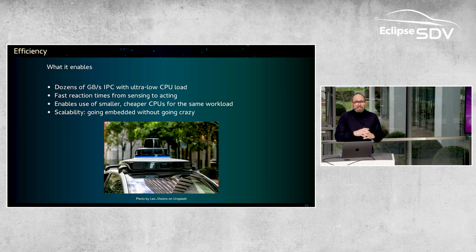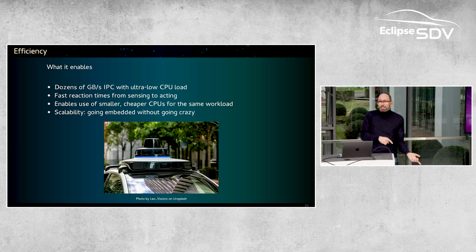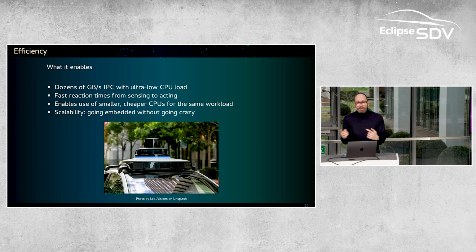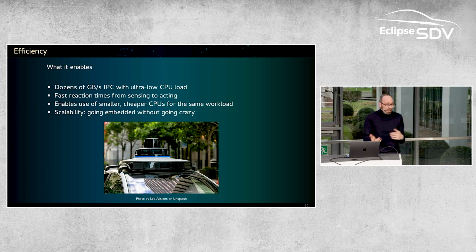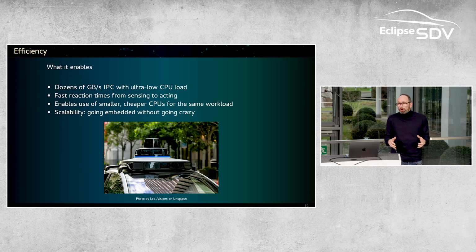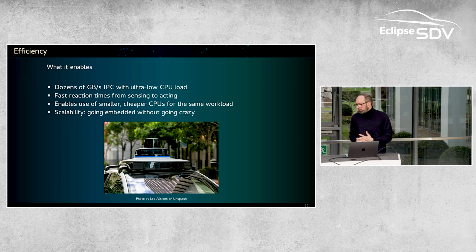This then enables dozens of gigabytes per second with ultra-low CPU load. And also, the lower latency enables faster reaction times from sensing to acting. And you save a lot of workload, so you can have smaller, cheaper CPUs for the same workload. Or what's also crucial, you can go embedded without going crazy, because typically you get problems if you want to move from your pre-development machine to an embedded target.